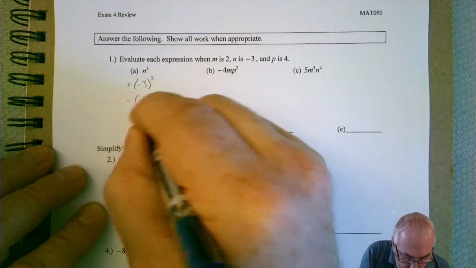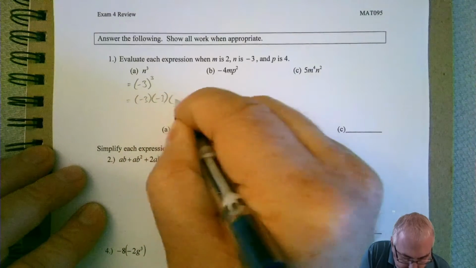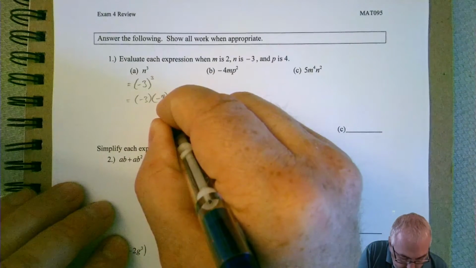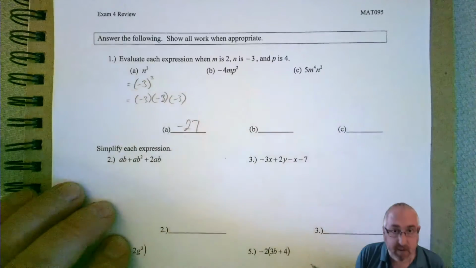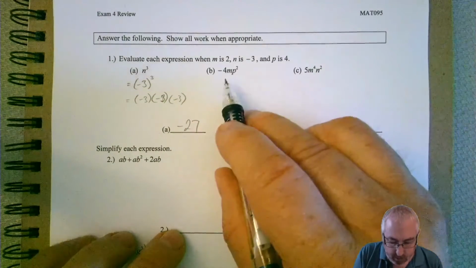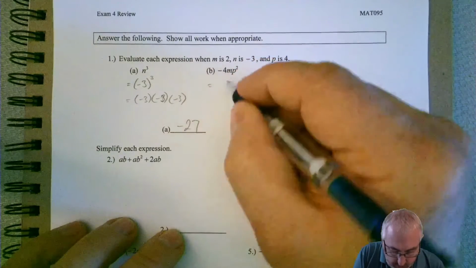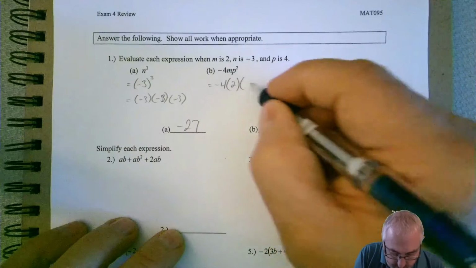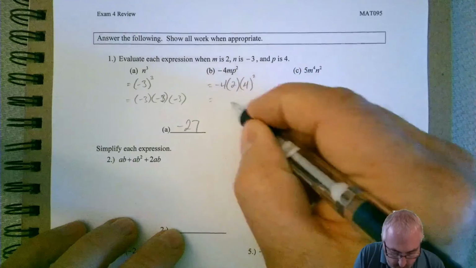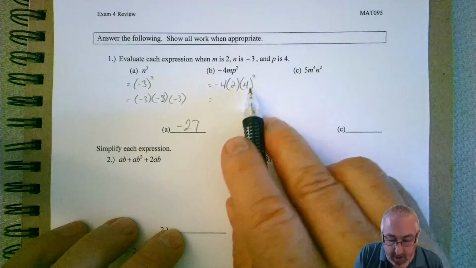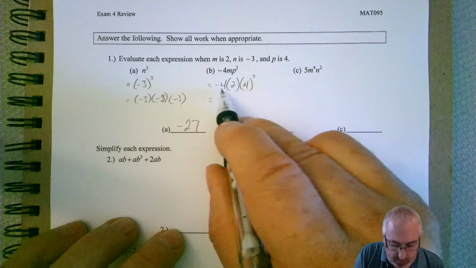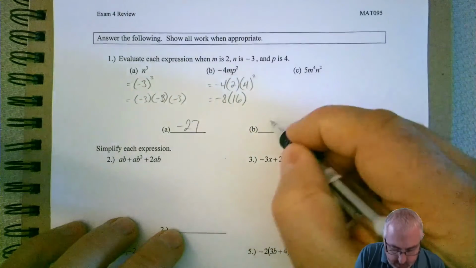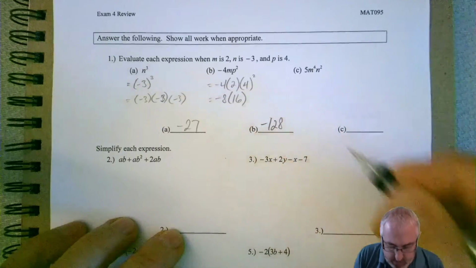We should know that this is equal to negative 3 times negative 3 times negative 3. If we multiply all those together, we should get negative 27. And now for the next one, we got negative 4 times m, which is 2, and p squared, which is 4. If we work from left to right and take care of exponents first, we can do the first multiplication, which is going to be a negative 8. 4 to the second power better be 16. And that's going to give us a negative 128.